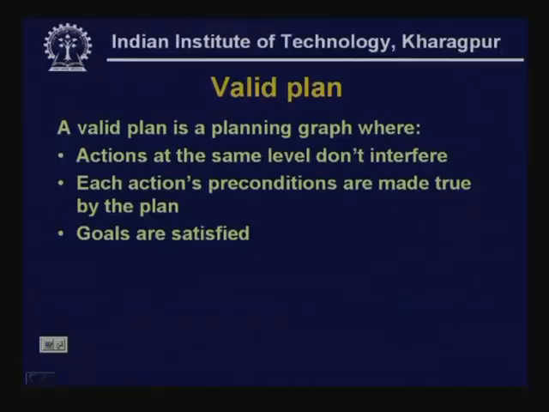Now, let us see what is a valid plan. A valid plan is a planning graph where actions at the same level do not interfere. Each action's preconditions are made true by the plan and the goals are satisfied. So, as we have noted, a valid plan is a subgraph of the planning graph that we have, and it is that subgraph where the actions at the same level do not interfere, that is, they cannot be mutex. Each action's preconditions are made true by the plan and the goals are satisfied.